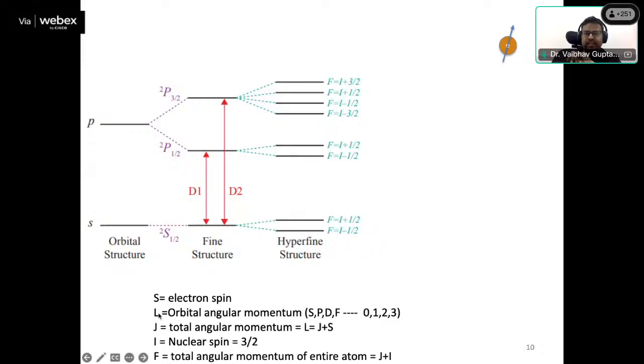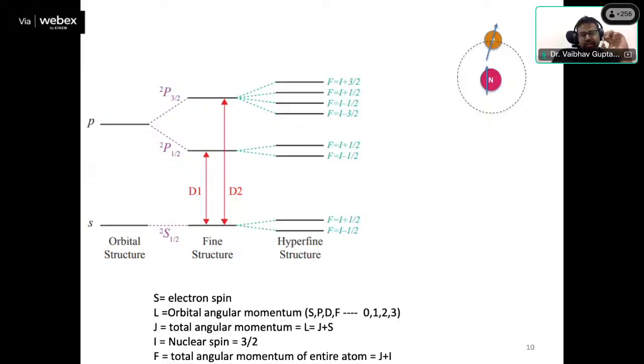Another thing is that this electron is also orbiting around the nucleus, and because of that, it also has orbital angular momentum denoted by L. Then together, S plus L make the total angular momentum, and the electron is moving on its own axis and also orbiting, right?